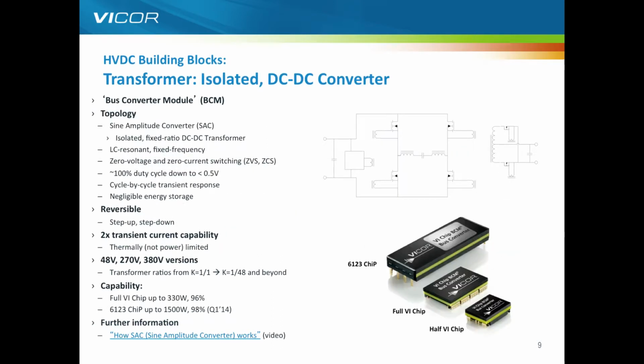Turning now to the second device of our chipset, or our Lego blocks. Now we're looking at an isolated and fixed ratio transformer. The topology is called a sine amplitude converter, and it's a full bridge in this example with an isolated transformer and then full wave rectification on the secondary side.